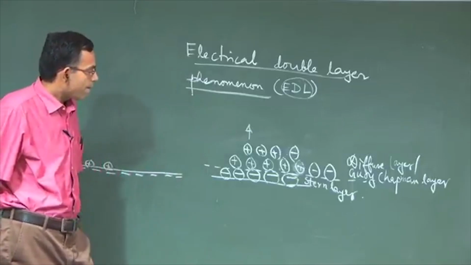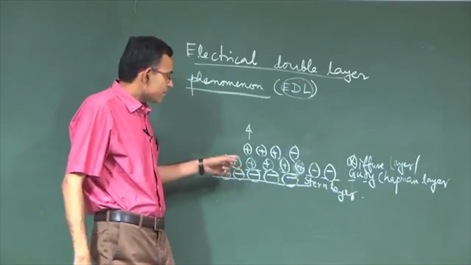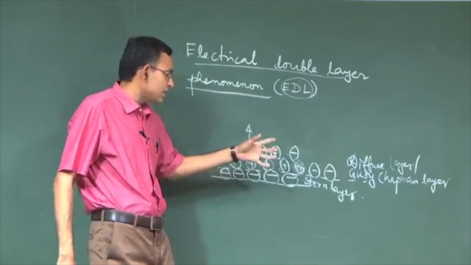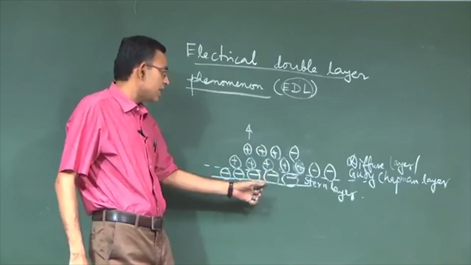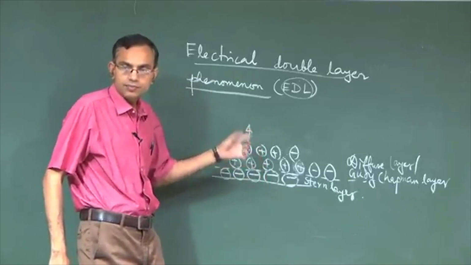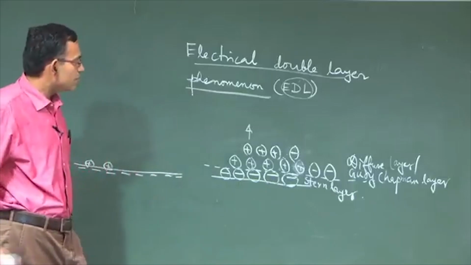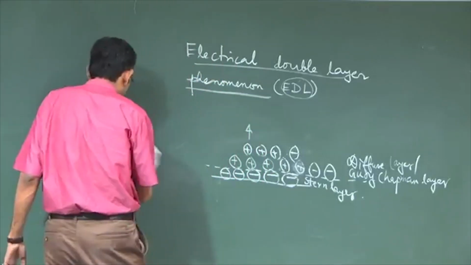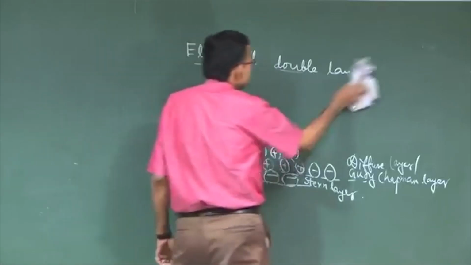Now, in order to drive the flow in the axial direction, we must understand what is the potential that is developed across the electrical double layer. So, our objective next will be to find out the potential distribution within the EDL.